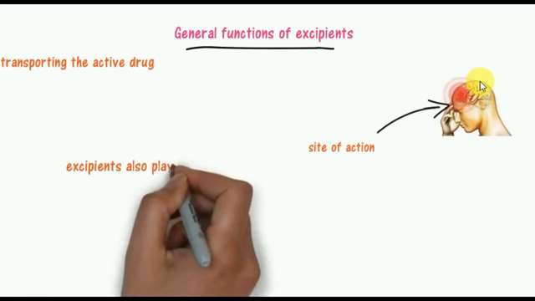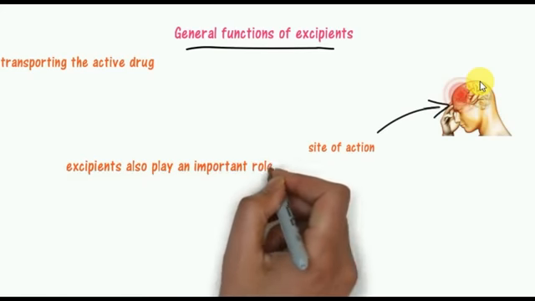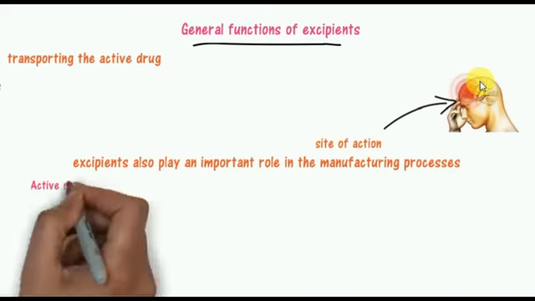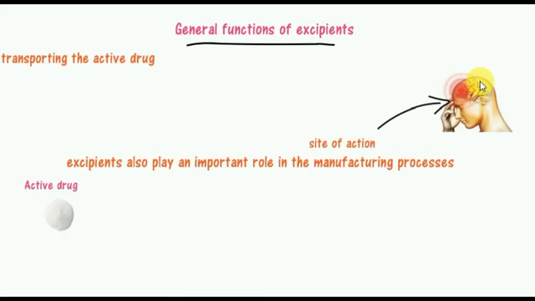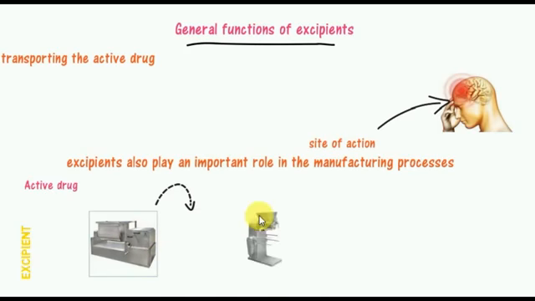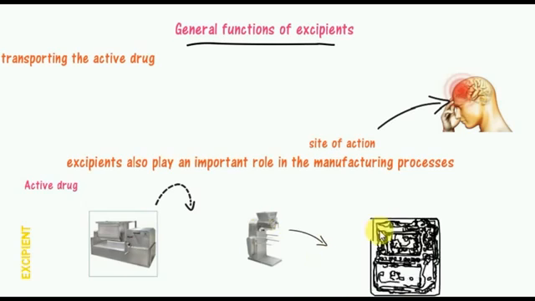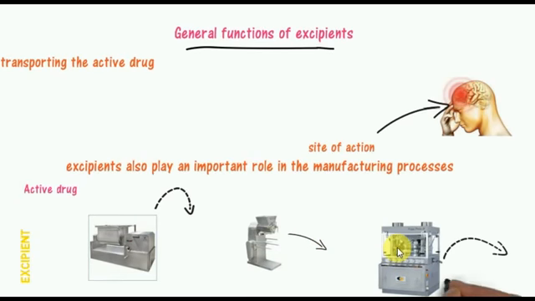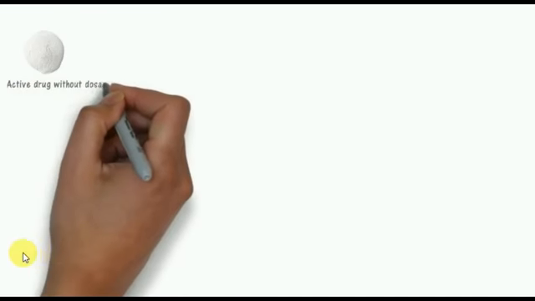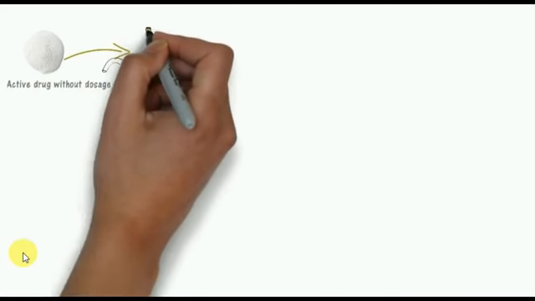So excipients also play an important role in the manufacturing process as discussed earlier. For example, this is the manufacturing process of tablets. This was the active drug. It is mixed with excipient, and then the wet massing process. This is the wet massing process. The wet mass is granulated. This is the granulator, and these granules are then compressed into the tablet dosage form. So these were the excipients which were helping us to convert powder into a tablet dosage form.